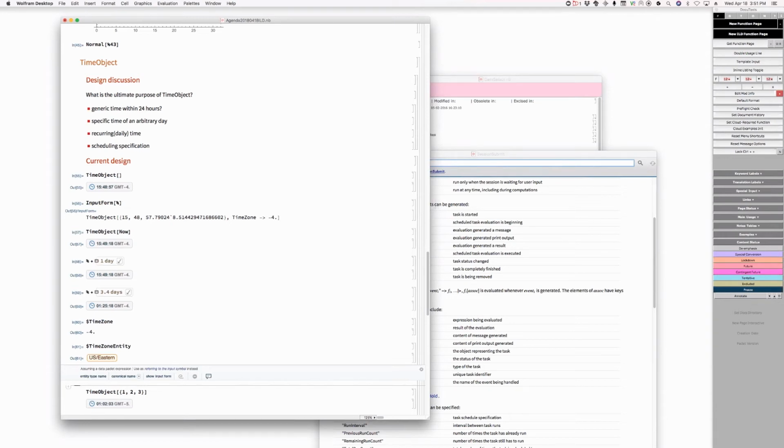That's a separate discussion. Okay, but so what you're claiming is that this time object, I can perfectly well add, once it has a time zone, it's a little bit funkier to add a day.